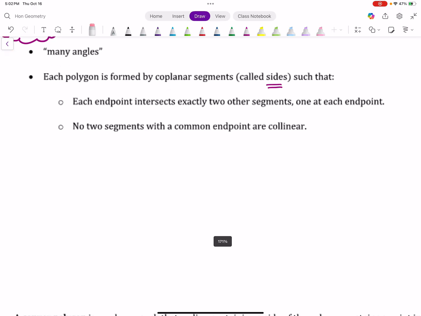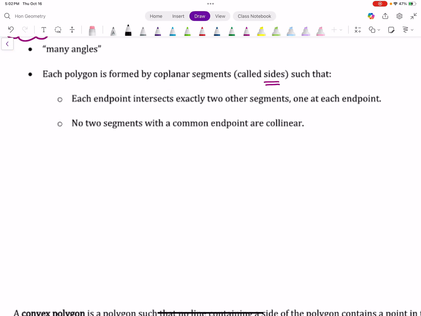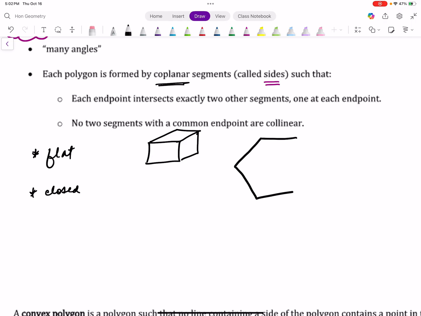But there's 4 characteristics of polygons. Okay, so number 1, they're flat. So you won't have anything three-dimensional. And that's taken care of up here by saying they're coplanar. They're closed. All right, so what that is, I'm just going to show you an example. That is closed. That's not closed because there's a way inside. So all of the endpoints have to connect to another endpoint.